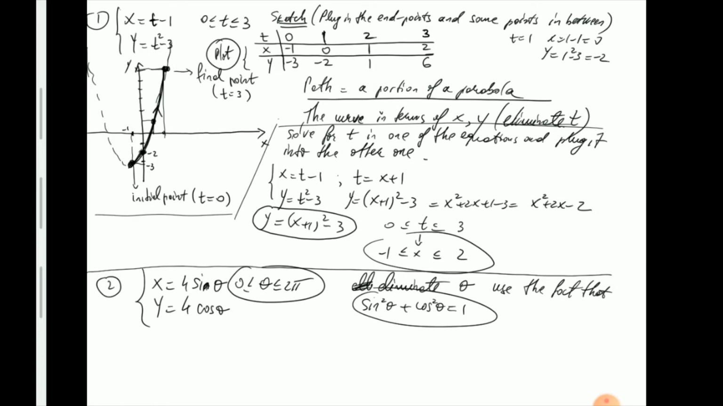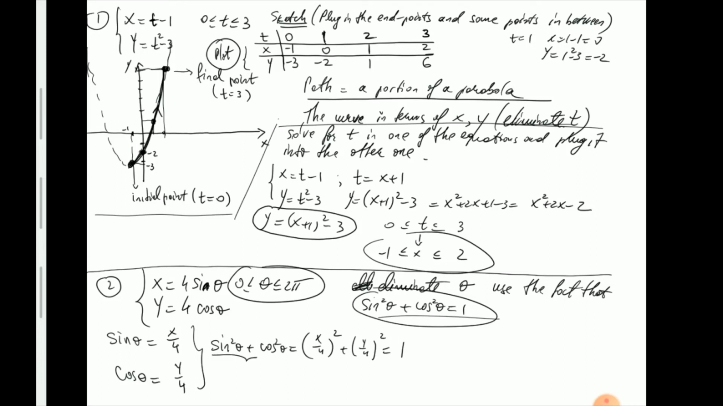Rather than making the substitution like before, you get sine and cosine by themselves in terms of x and y, and use this formula to essentially eliminate theta. For example, in this case, from the first equation, sine of theta is x over 4, cosine of theta is y over 4. And using the formula, sine squared theta plus cosine squared theta is (x over 4) squared plus (y over 4) squared, which is equal to 1, because from the trigonometric formula, this is also equal to 1.